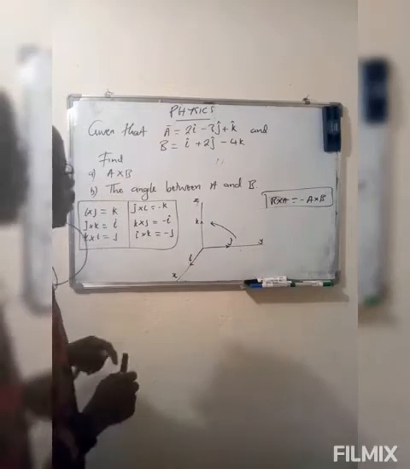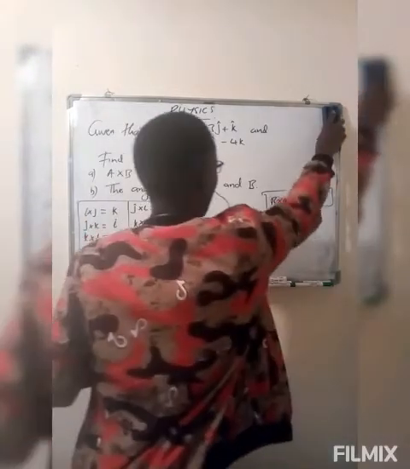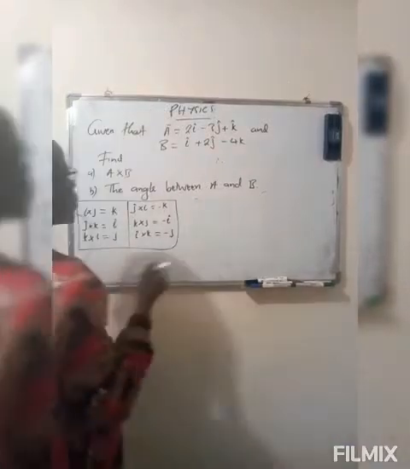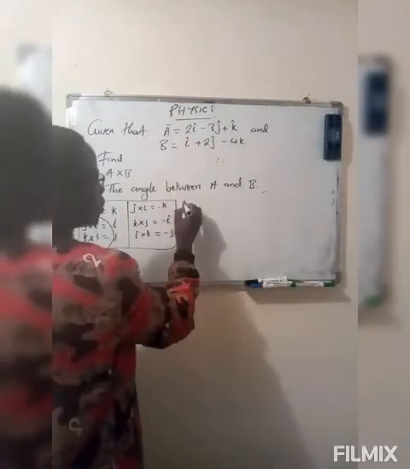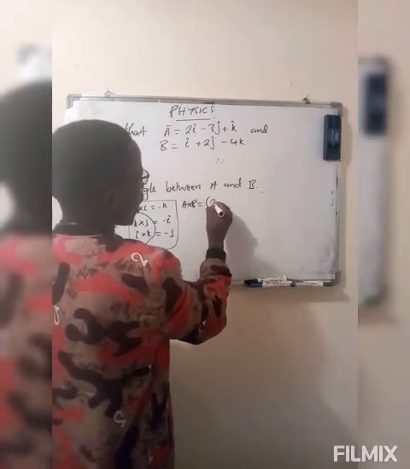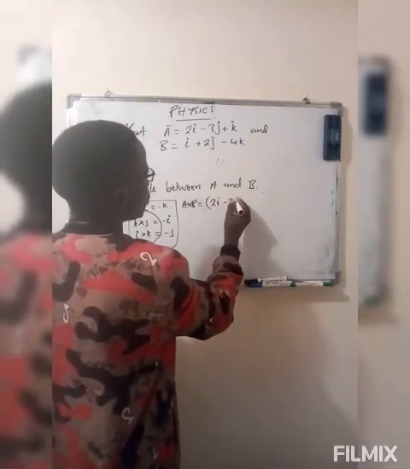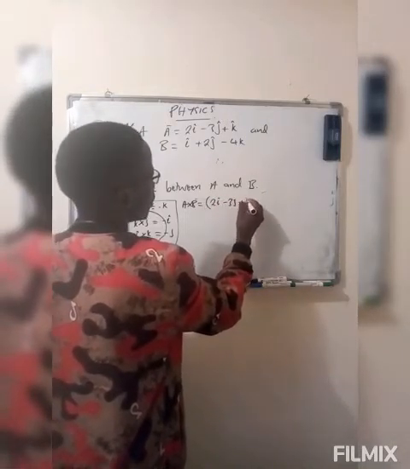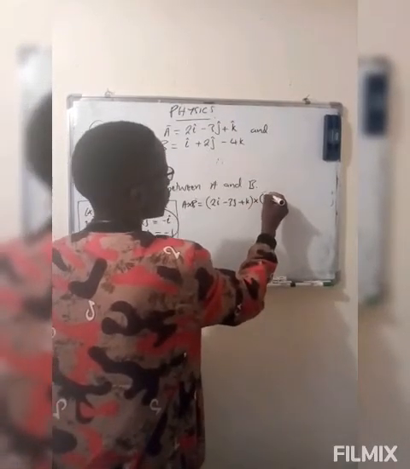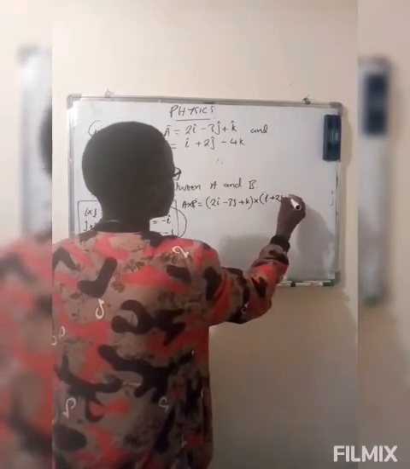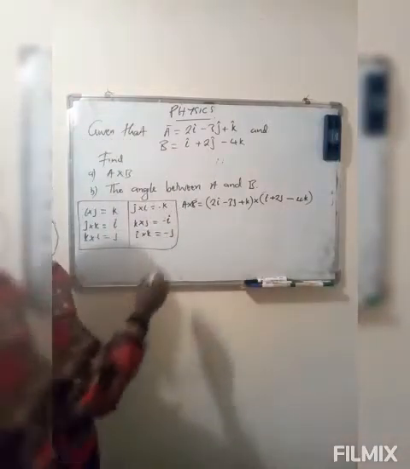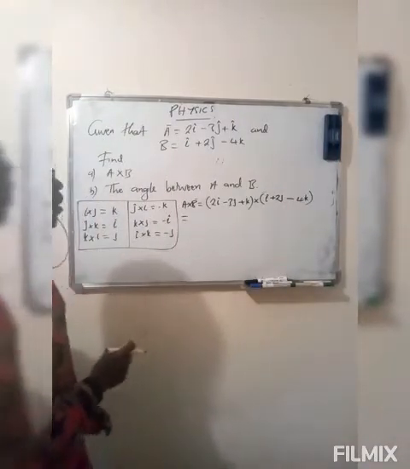So now, let's get back to the question that we have right here on the board. So what do we have? Remember, we have A multiplied by B, which is going to be 2i minus 3j plus k, multiplied by i plus 2j minus 4k. Okay, so let's go ahead and do the multiplication. So let's look at this.